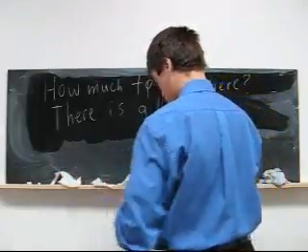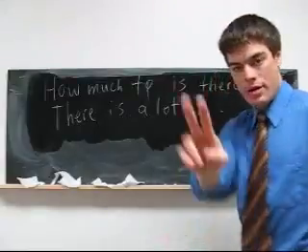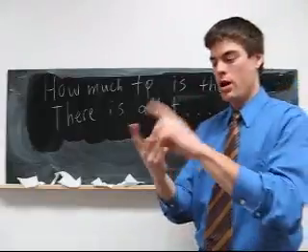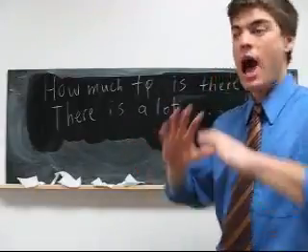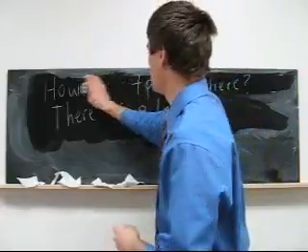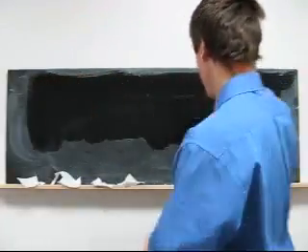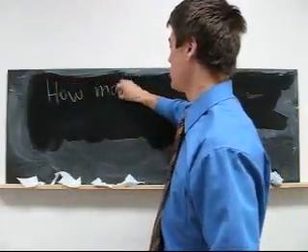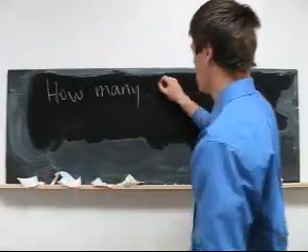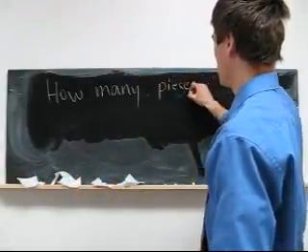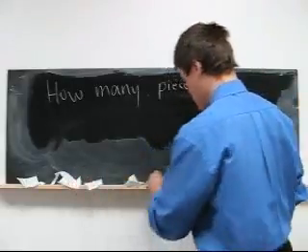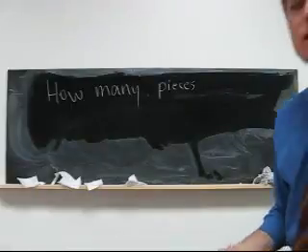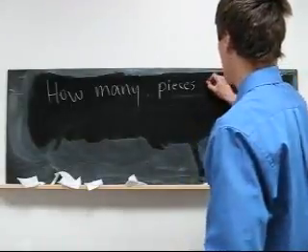Okay, now this, 1, 2, 3, 4, that's how many. Because how many is counting. 1, 2, 3, 4, 5, 6, 7, 8, 9, 10. How many is counting. So we say how many pieces. Pieces like piece, piece, piece. These are pieces. Pieces of chalk. How many pieces are there?